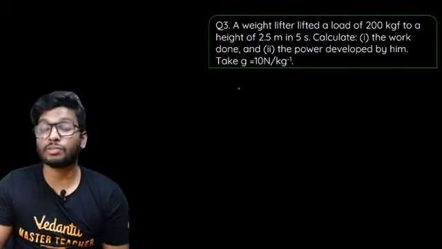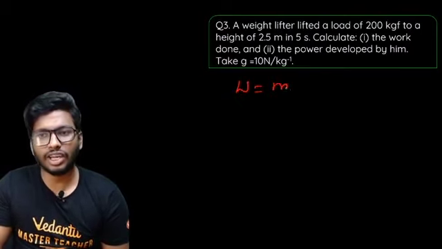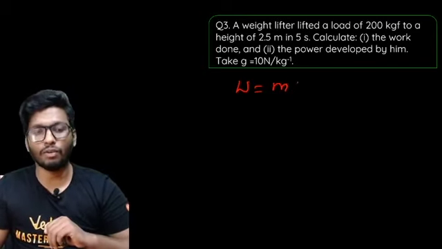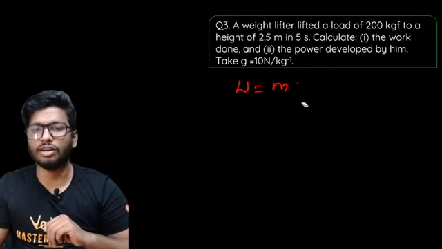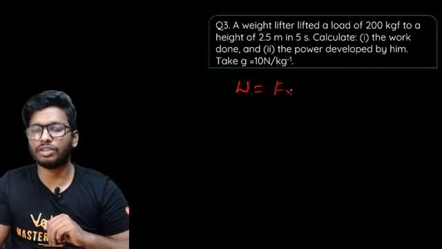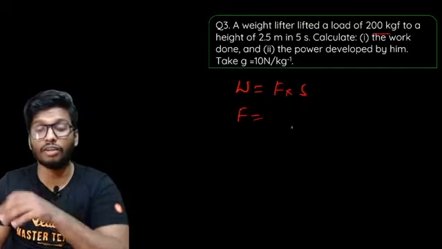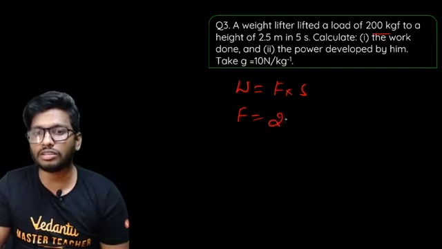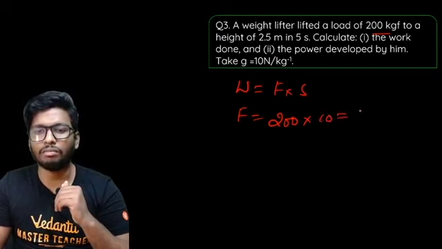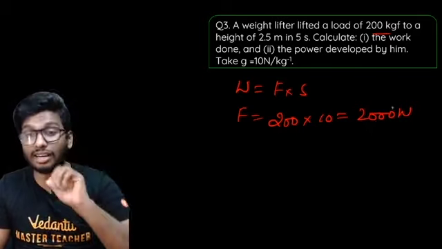Once again, guys, you're supposed to calculate the work done. First thing, calculate the force. All right, let's calculate the force. So we'll take work done is equal to force into displacement. So what is the force? Now here they've given it in kgf, the kilogram force. So how do you convert that to Newton? I told you that it's 200 into the acceleration due to gravity, which they've given as 10. So it'll be 2000 Newton. That is the force.